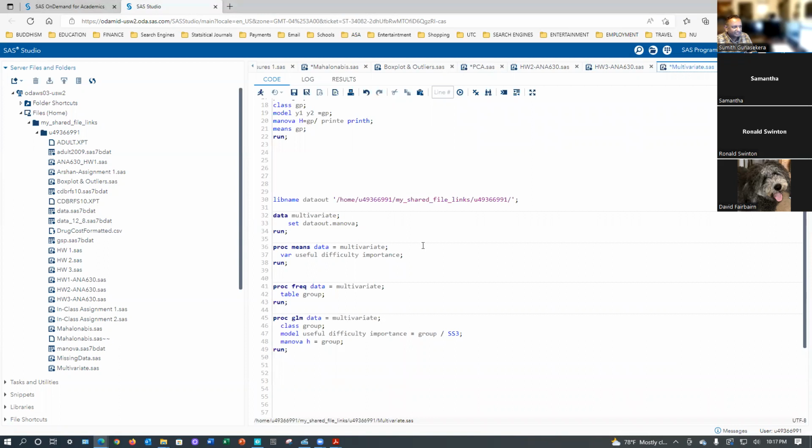If you want, you can check the means and everything, and then you see they have those variables being given. Mainly this one is the MANOVA part. See, usefulness, difficulty, importance, and being given by group. The class is group. Group 1, 2, 3, three groups. What are the variables you have? Usefulness, difficulty, importance, and given like that. See, MANOVA, sorry, MANOVA H, for all groups.